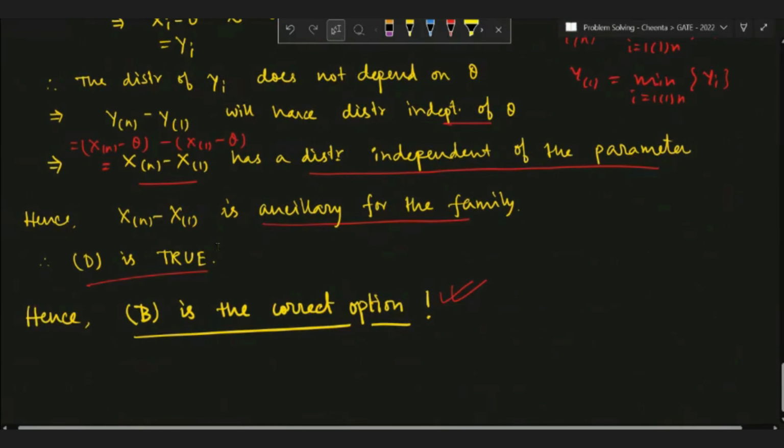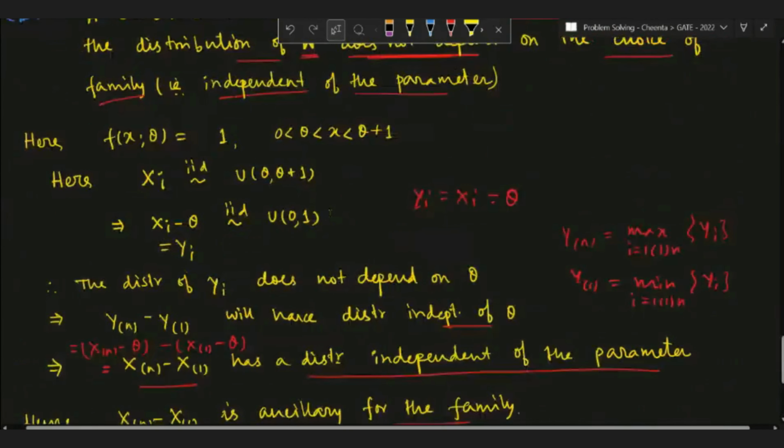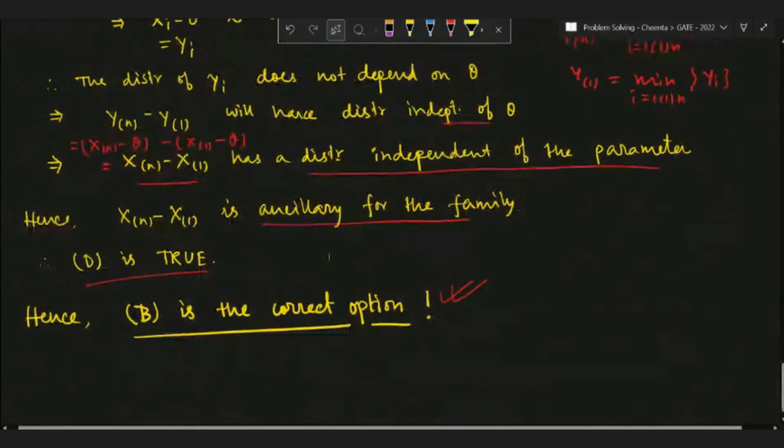So we can say from the definition of the ancillary statistic that X order n minus X order 1 is ancillary for the family. So option D is correct. So by checking all four options, we find that option B is not true. That is, option B is the only correct option.